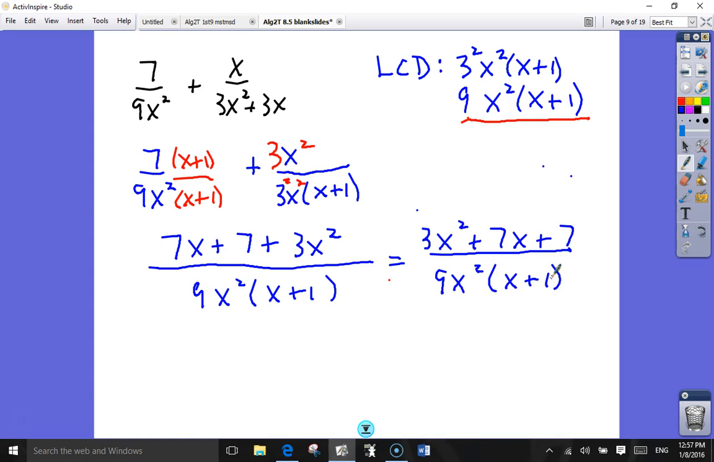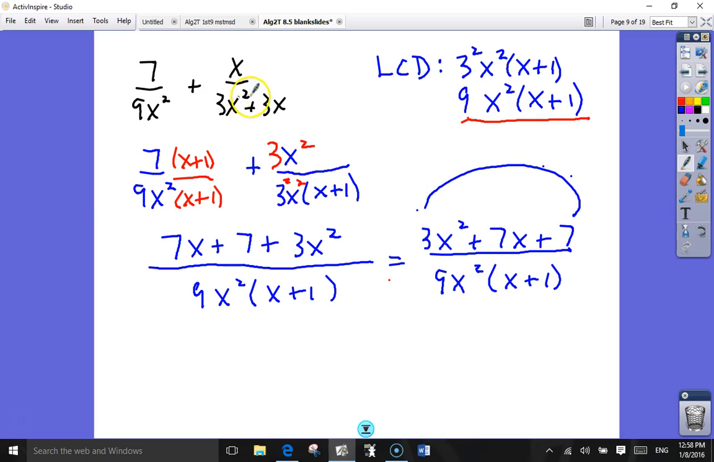Now, it's possible that that trinomial in the numerator is factorable. You would have to check. Is that factorable? How would you check? Yeah, I mean, multiply. 3 times 7 is 21. Can you think of factors of 21 that add up to 7? No, so it's not factorable, so you're done.